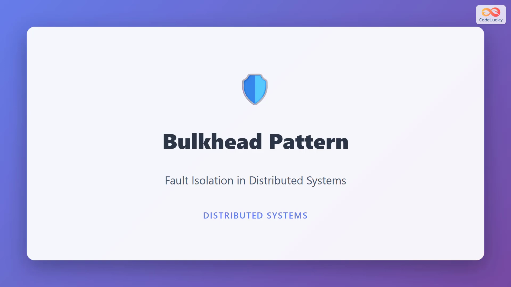Welcome to this video on the bulkhead pattern. We'll explore how to prevent failures in one part of your system from affecting the entire application. Think of it like compartments in a ship that keep water from spreading if the hull is breached. The bulkhead pattern is a critical resilience technique in distributed systems that isolates resources to protect your services.